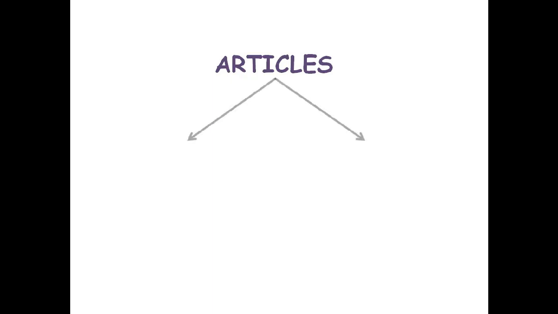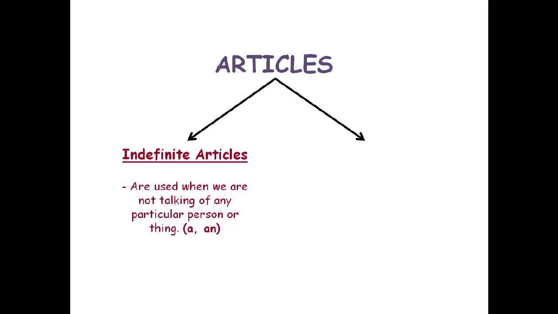Articles can be of two types. The first type is called indefinite articles. Let's learn about indefinite articles. Indefinite articles are used when we are not talking of any particular person or thing. These articles are a and an. So what does the word indefinite mean?